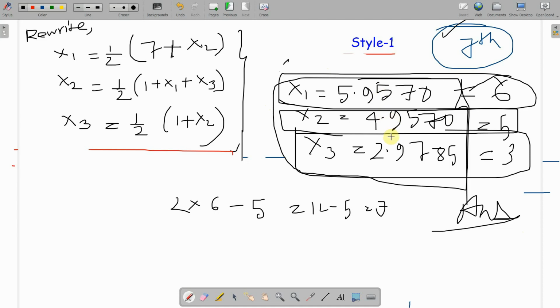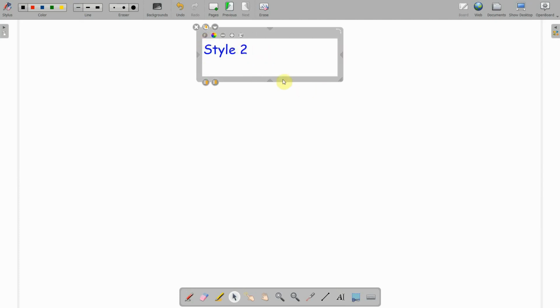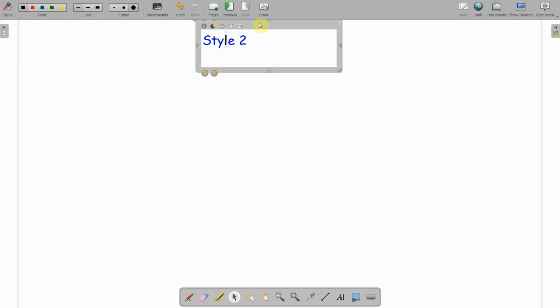Now let me talk about style 2. In style 2, I generally prefer to go with style 2, and I will suggest you to go for style 2 as well. So what is style 2? It's the same thing you are doing, but here I'll be representing my result in a tabular format.